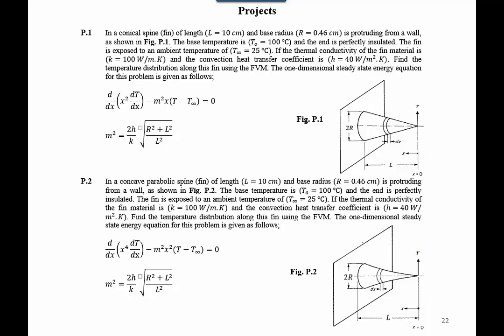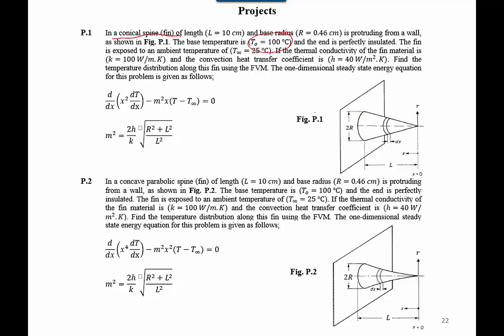The majority of these problems have a regular shape fin, which is one-dimensional, and we see here problem number 1. The shape is a conical spine fin of given length and radius, and the base temperature T0 is given as 100 centigrade, and the tip is perfectly insulated. That means no heat flux at the edge.